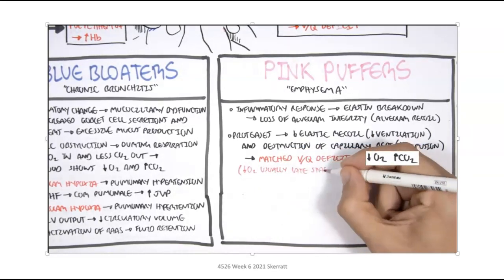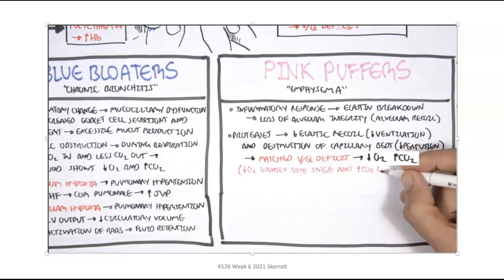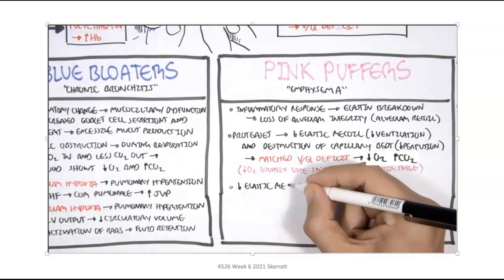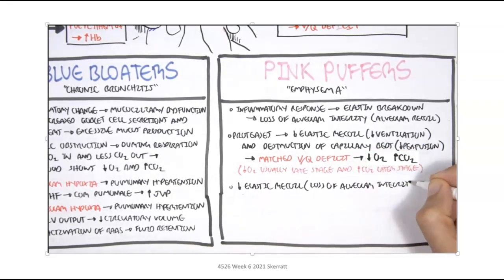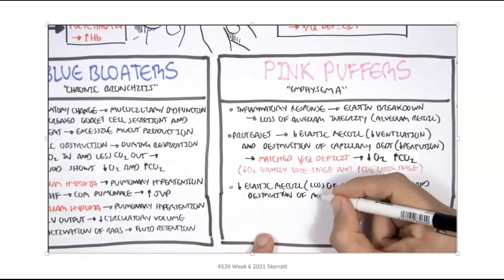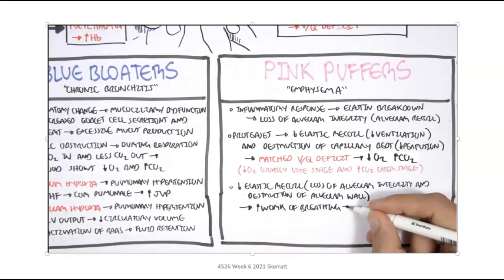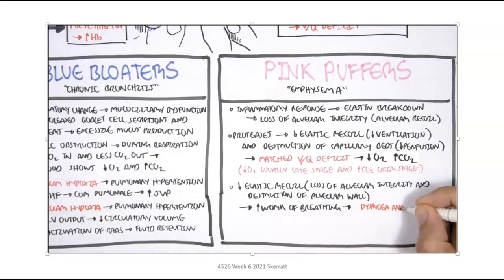Hypoxemia and hypercapnia in the blood becomes more severe in late stage. The loss of elastic recoil is due to the loss of alveolar integrity and the destruction of the alveolar walls. And so the person needs to work a lot harder to breathe in. As a result, we get dyspnea and also cachexia.